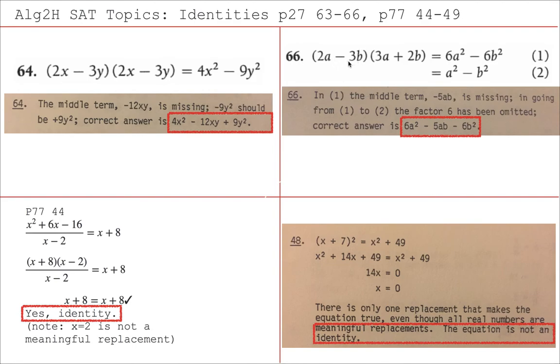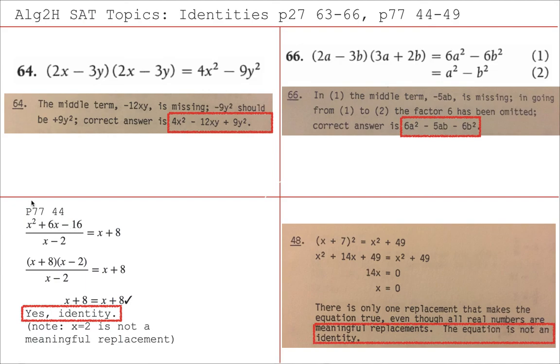When you FOIL this out, you notice that these are not exactly the difference of squares. So you can't actually assume that it's going to be an a squared minus b squared. You just have to FOIL it out like you normally would without trying to do any shortcuts. And you get 6a squared and then negative 6b squared for the last terms. And then the inside terms is negative 9ab plus a 4ab, which is negative 5ab.